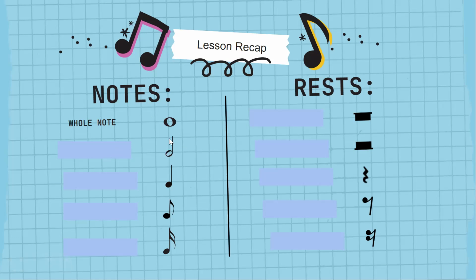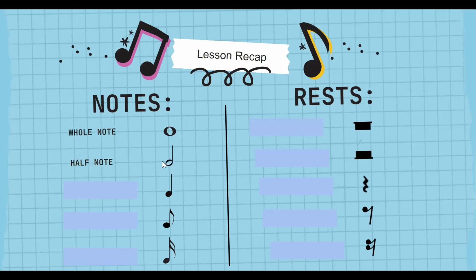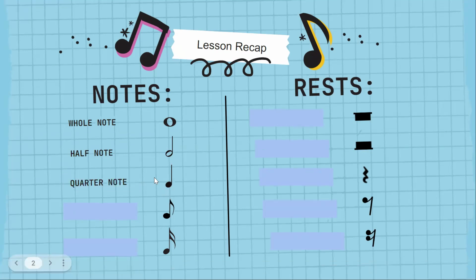Okay, next one. This is a half note. We hold it for half of a measure. Okay, and you'll notice that this one has an empty hole. It's not filled in. The next one is filled in. What is this called? It is called a quarter note. Okay, so it is held for a quarter of the measure.